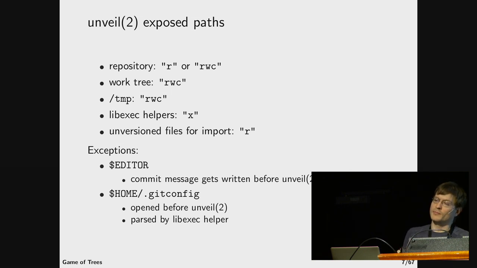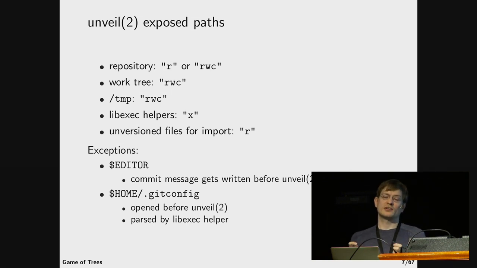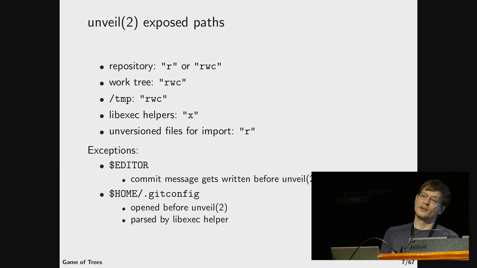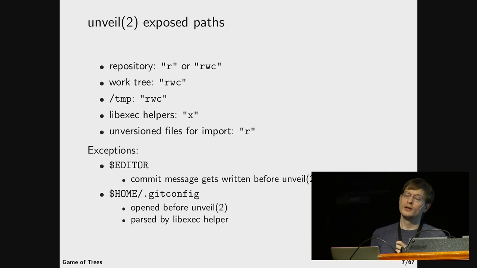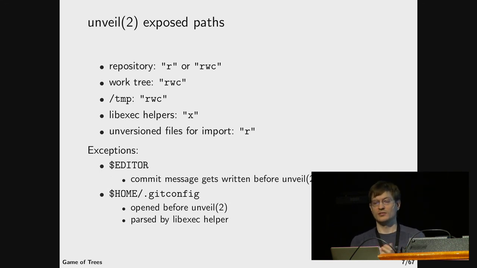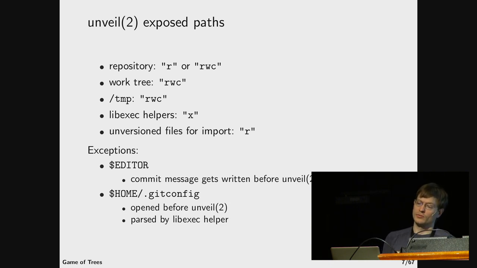When you type a commit message, unveil is not yet applied at this point, because unveil is supposed to extend from one process to another through exec and fork. This is actually not currently the case in the implementation, but the design of unveil is supposed to make that happen eventually. So we can't really use unveil before the editor is done, because the editor might read its own configuration files, load shared libraries, and all sorts of stuff that we can't control.